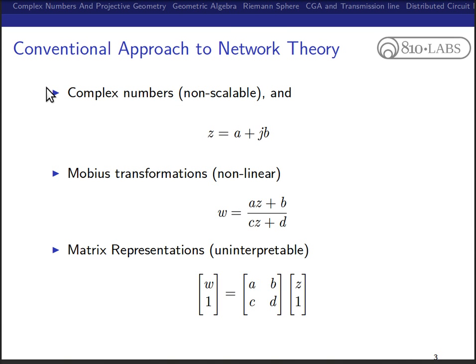So generally, network theory is taught using a series of Möbius transformations over the field of complex numbers, and they can be expressed in this form. The problem with Möbius transformations is that they're nonlinear. So when you compose a set of them, the result gets more complex at every step. So the solution is usually to go to matrix representations of networks. The problem with this is that they're not very interpretable geometrically, and so this hinders theoretical development.